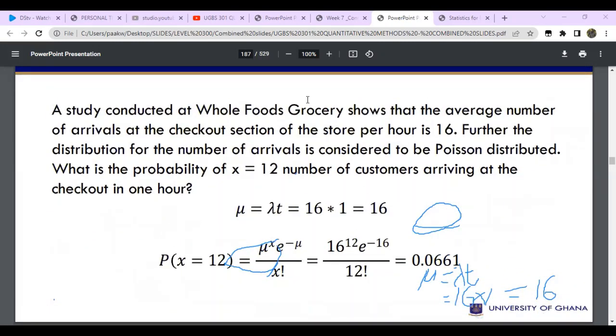So that's the working here. I cannot write it, so you take it like that. So mu raised to the power X, e exponent negative mu all over X factorial.